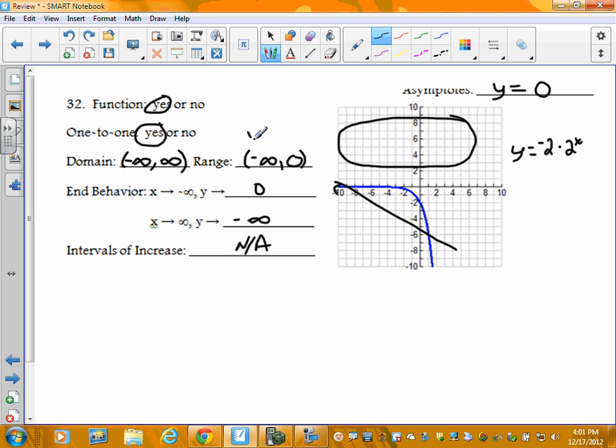This is y is less than 0. But we write it in interval notation that way.